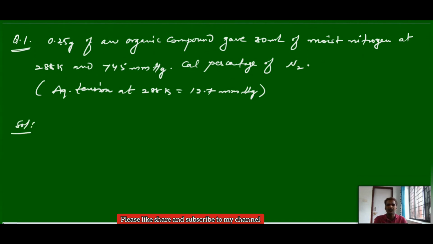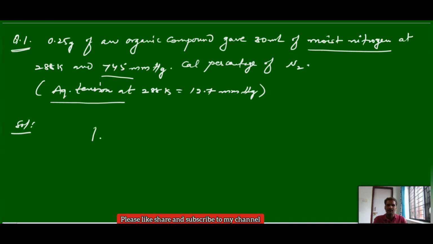Initial weight of organic compound 0.25 g, if you treat it using the Dumas method, we collect moist nitrogen. What is the meaning of moist nitrogen? It is the pure dry nitrogen. Apart from that, some water vapor is there. That is the aqueous tension, nothing but water vapor. So moist nitrogen at 288 Kelvin is producing 745 mmHg, means the total pressure of the mixture is 745. Nothing but nitrogen plus water vapor is 745. From that we have to identify first the pure or dry nitrogen pressure.